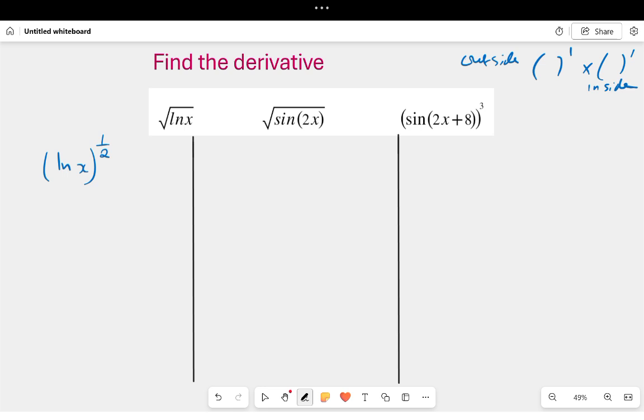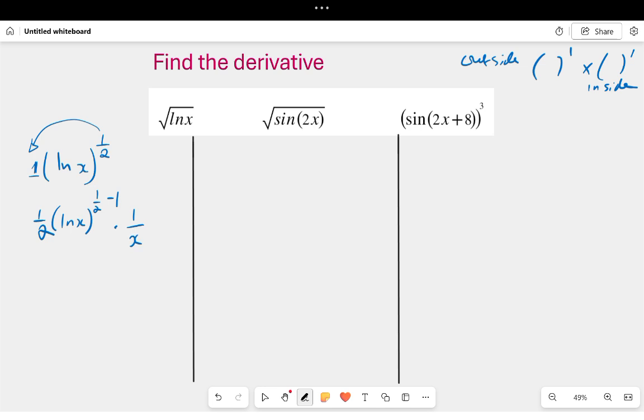So in this case, what we have outside the brackets is a half, and the coefficient of the bracket here is 1. Therefore, we work out a half multiplied by 1, which is 1 over 2. And then we just copy all that is inside the bracket, ln x, now to the power of a half minus 1. All right, then we multiply by the derivative of what we have inside. The derivative of ln is simply 1 over x.